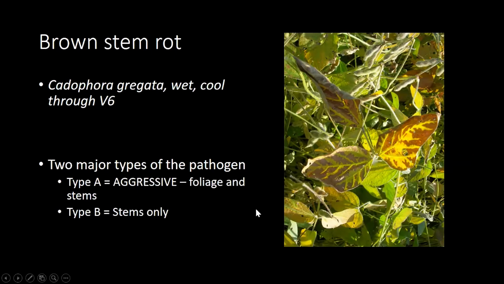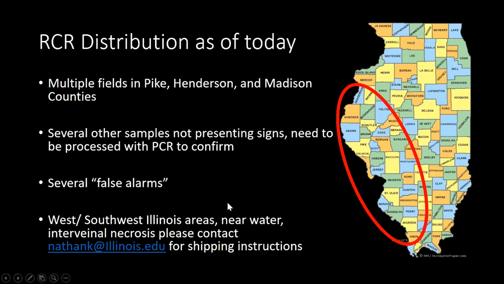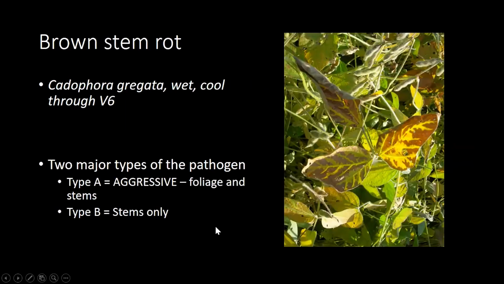There are two different types of this pathogen: a type A and a type B. Type A is the aggressive one, and that's the one that's going to produce those foliar symptoms that you see right here with the interveinal necrosis and chlorosis. Again, it looks very much like red crown rot or sudden death syndrome, okay? Type B is less aggressive, and typically we'll only see that in the stems, although those plants might look a little off, they might be stunted, and they might develop some poor yields in certain areas. But those are stems only.